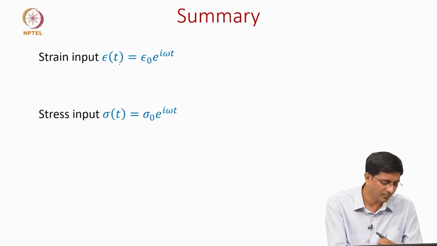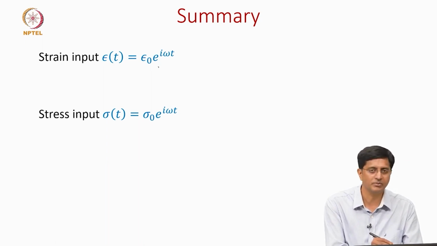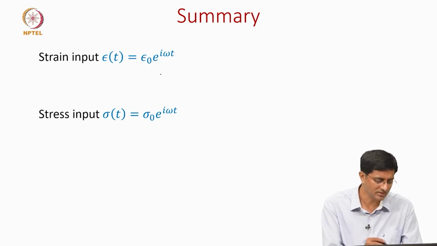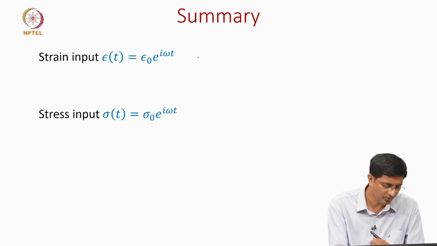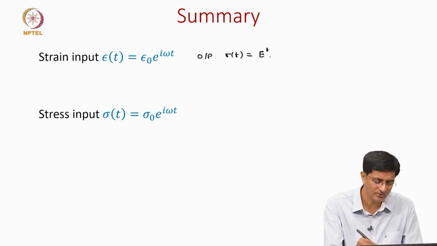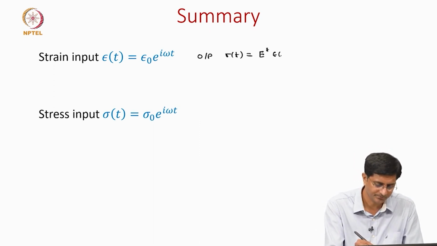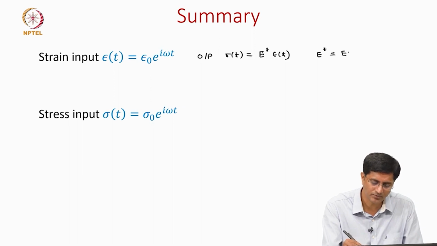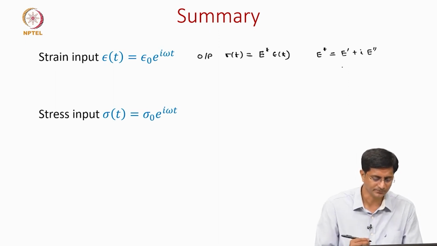So, now let us summarize what we have seen in this video. We said for a strain input, we can write it in a common fashion of using this complex number, then it takes care of both the cos and sines. For this input, the output is written as E star, we said is the complex modulus times the strain input. We also mentioned that this complex modulus is written in terms of the storage modulus and the loss modulus.